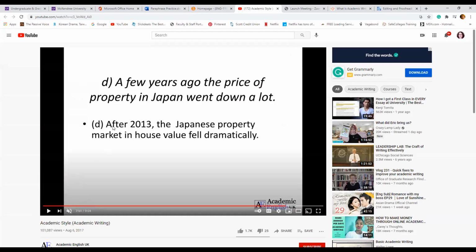So they did the same thing. They chose a specific time period after 2013. The Japanese property market and the housing value fell dramatically. So that works as well. There's not one right way to do it. Actually, I prefer Lily's version. I think it was more concise.